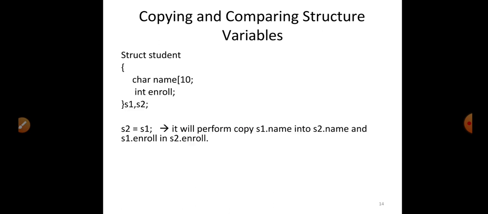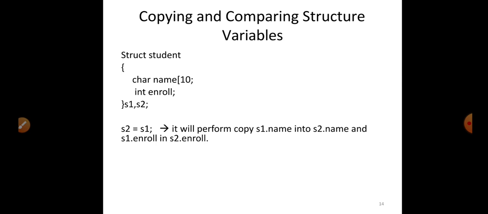Consider one structure student which contains two member variables: one is name and the second is enrollment number. And we have created two variables of struct student, that is s1 and s2. Assume we have taken the values of s1 dot name and s1 dot enrollment number from the user. Now when I write s2 equal to s1, what happens?